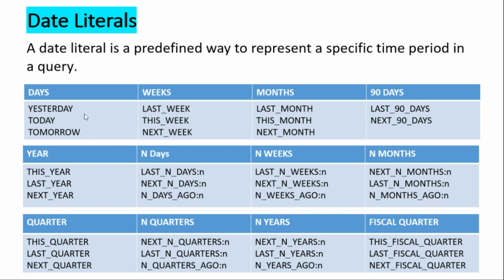Here these are the day date literals, and these are the date literals for weeks and months. Last 90 days: if you use last 90 days, it is going to fetch the records within those 90 days. Next 90 days means it is going to fetch the records of the next 90 days. You can use these date literals on the date and datetime fields of an object.